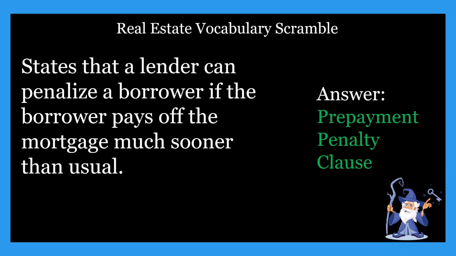So, what is that? Well, a prepayment penalty clause, which is another tongue twister, states that a lender can penalize a borrower if the borrower pays off the mortgage much sooner than usual. Yes, you heard that right. If a mortgage has a prepayment penalty clause, paying off a loan faster than usual can create a fee for the borrower. The fee occurs if a borrower pays off their loan before a specific period, typically within the first 5 years.